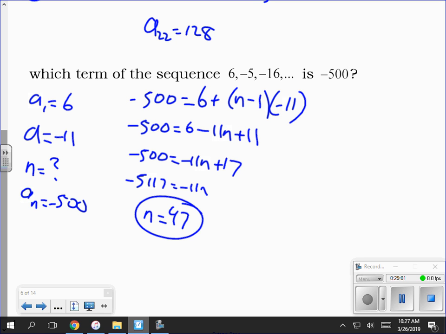Now, if you come up with something other than a whole number on there, you screwed up. Because N is going to be a whole number, because it's what number in the sequence it is, what term number in the sequence it is. If you come up with something other than a whole number, you messed up somewhere. That is what it is. Okay.